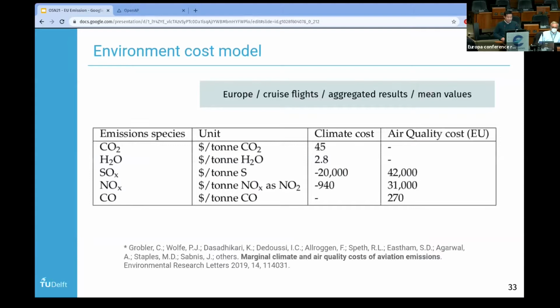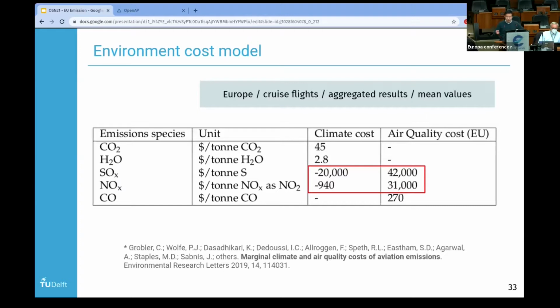So before that, I want to quickly go through this table. It's boring. So you have to notice that different emission species have different effects on the climate cost and air quality cost. So SOx and NOx is good for the climate because it cools the earth. Is it bad for the air quality? Well, yes, because it damages your health.